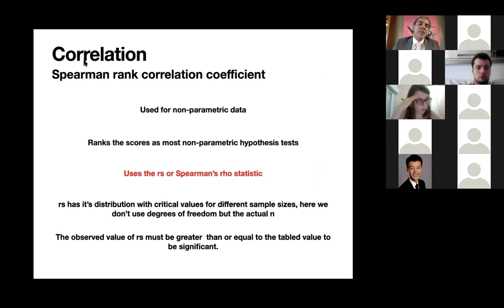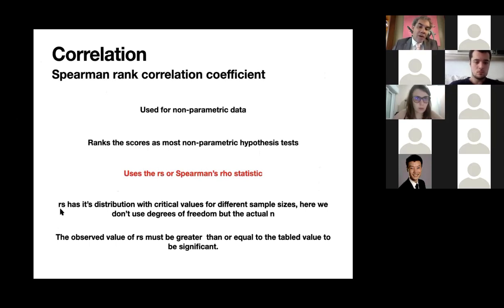Now, the other type of correlation we need to know is the Spearman rank correlation coefficient. This is the counterpart of the Pearson, but it's used for non-parametric data. Okay? This ranks the scores as most non-parametric hypothesis tests. It uses the RS or Spearman's rho statistic. It's not the R, it's the RS.